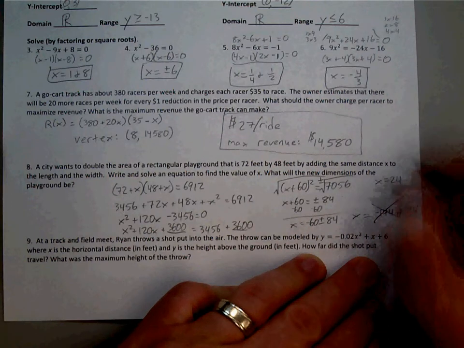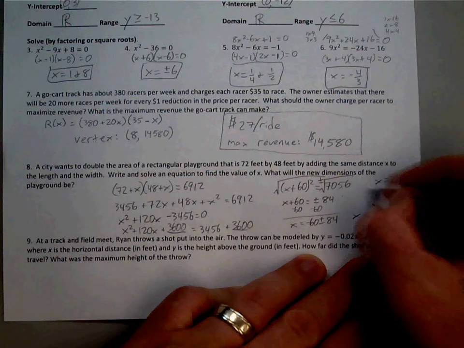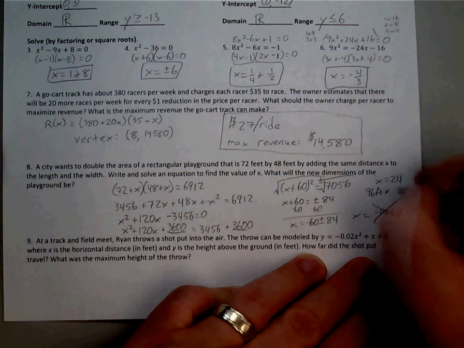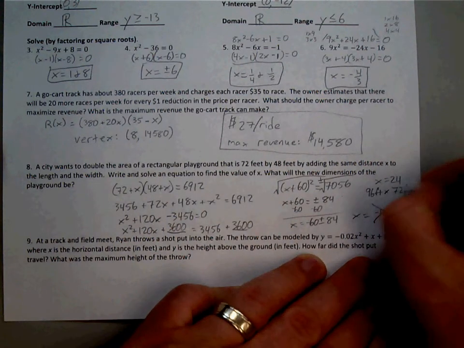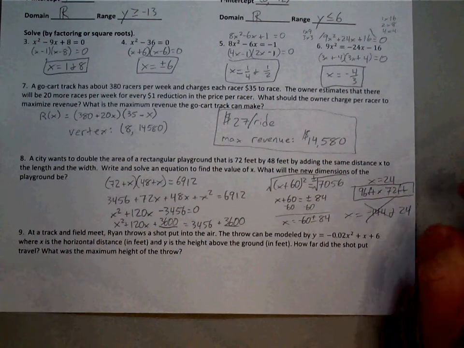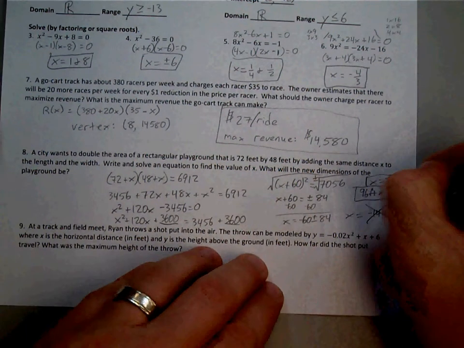What will be the new dimensions? Add 24 to 72, so we get 96 feet. And then add 24 to the 48, 72 feet. And yeah, x was 24.